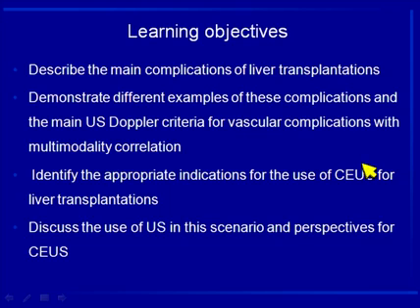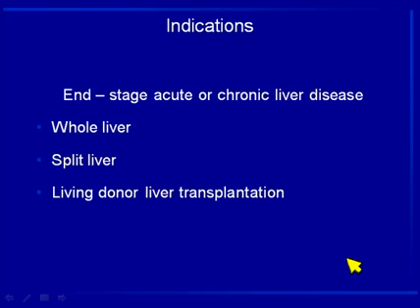Learning objectives. We describe the main complications of liver transplantations, demonstrate different examples of these complications and the main ultrasound Doppler criteria for vascular complications with multimodality correlation. Identify the appropriate indications for the use of contrast-enhanced ultrasound for liver transplantations, and discuss the use of ultrasound in this scenario and perspectives for contrast-enhanced ultrasound.